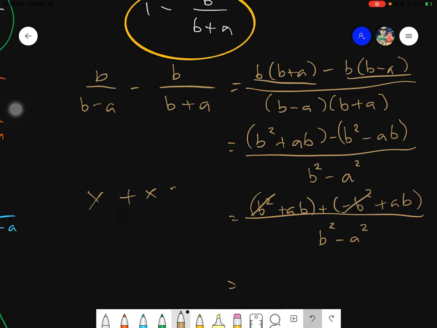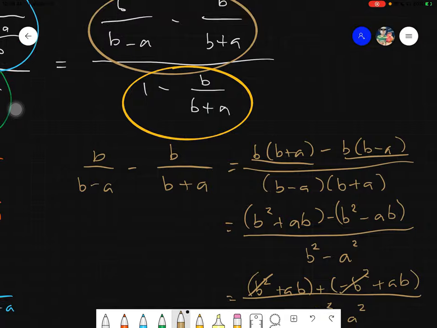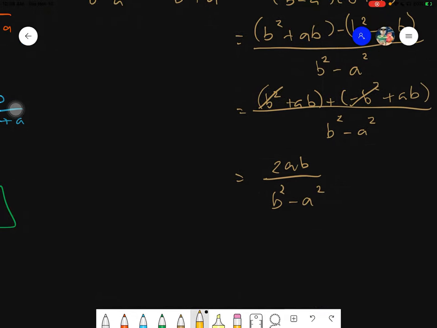So let me just erase that. So you will have 2ab all over b squared minus a squared. And that is just simply the brown one. Let's try to evaluate the yellow one.